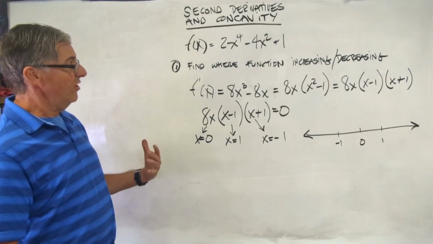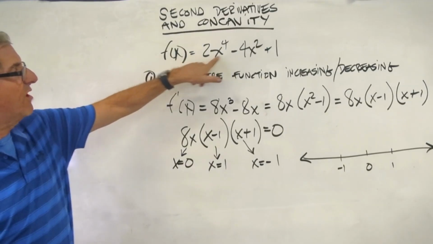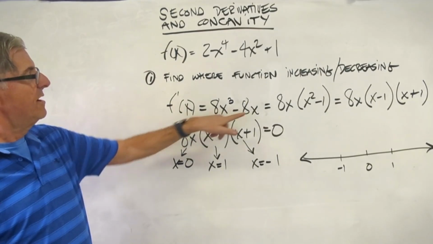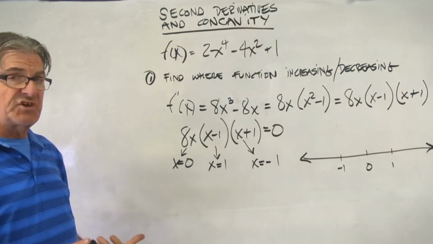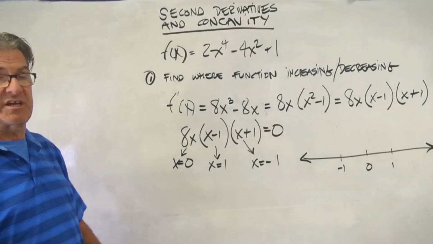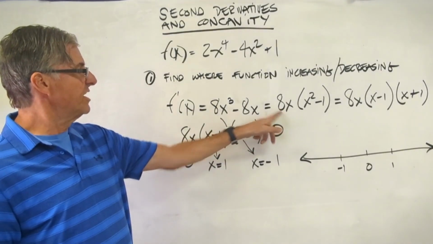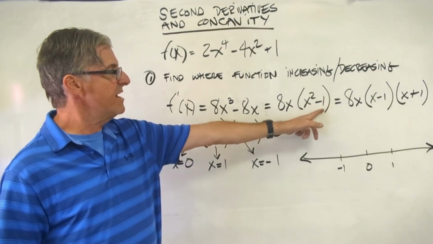All right, so here is my f prime of x. I went ahead and took the first derivative of that. So I end up with 8x to the third minus 8x. Now I need to solve this by setting it equal to 0. So my first step here is going to be to factor it out. I factored an 8x out of both terms. That leaves x squared minus 1.